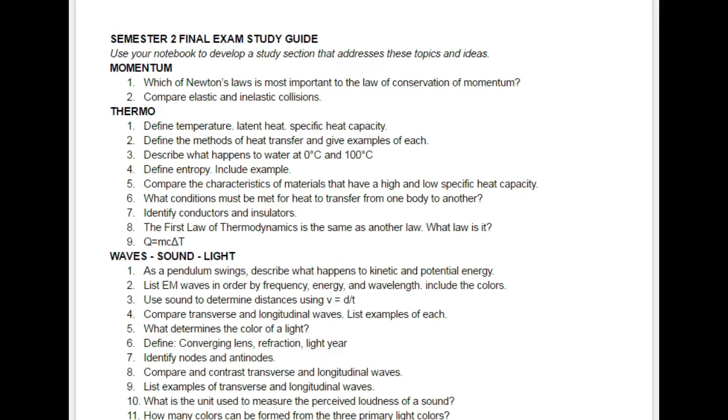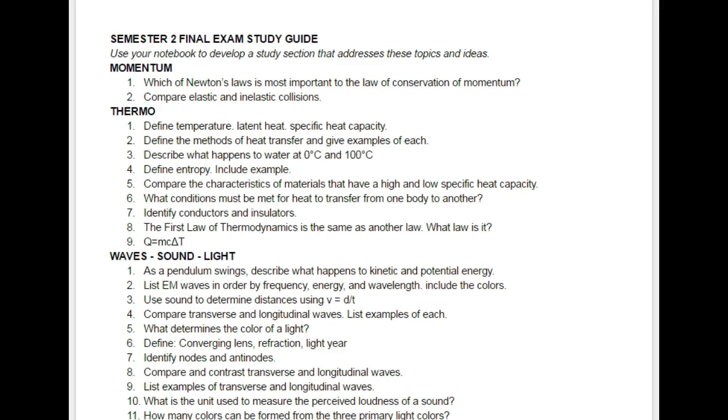Number 5, compare the characteristics of materials that have a high and low specific heat capacity. Things that tend to have a high specific heat capacity also tend to be insulators. They don't like to change temperature very easily. Low specific heat capacity items tend to have high conductivity. It's easy for them to release energy or for energy to pass through them.